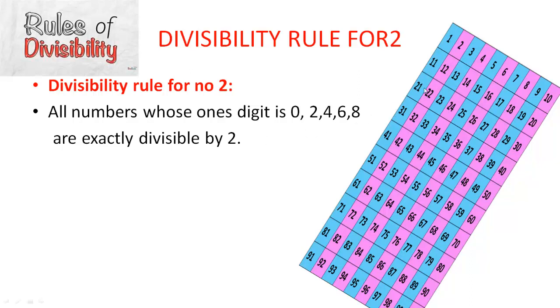This chart shows all the numbers from 1 to 100. Every second number has been colored in pink. These numbers are exactly divisible by 2.